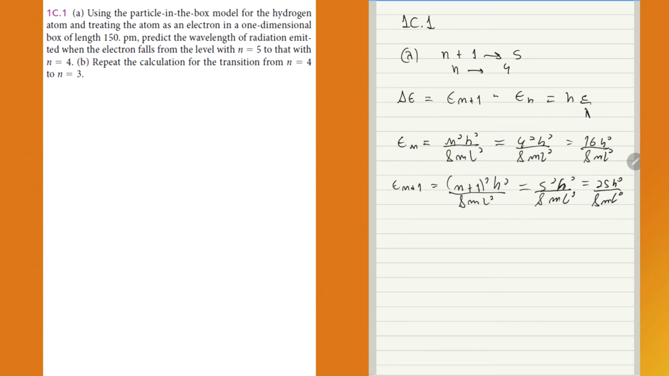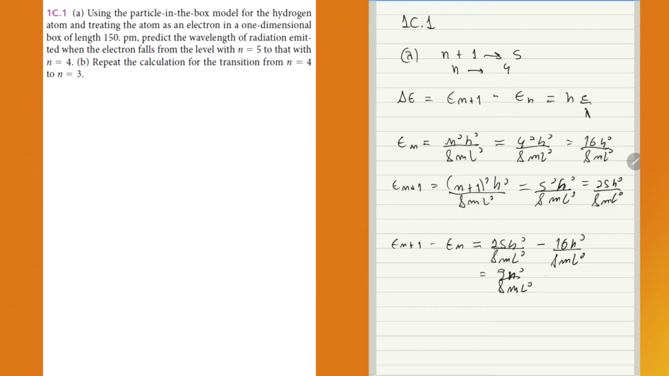m is the mass of the electron, L is the size of the box, and h is the Planck constant. So we subtract the level of the higher energy minus the level of lower energy. So we get 25 h squared over 8 m L squared minus 16 h squared over 8 m L squared. This yields 9 h squared over 8 m L squared.